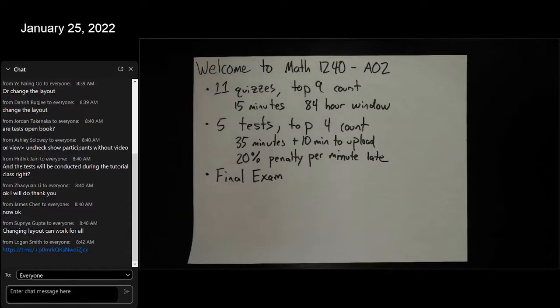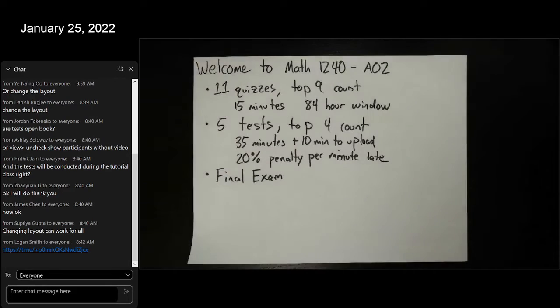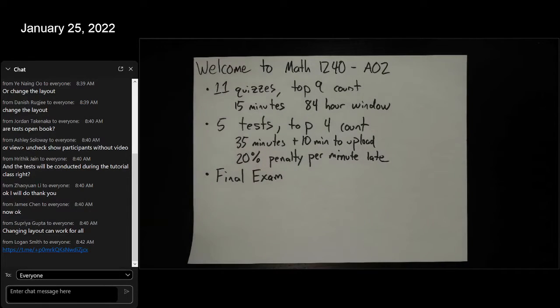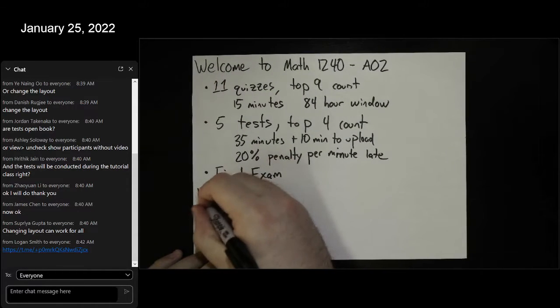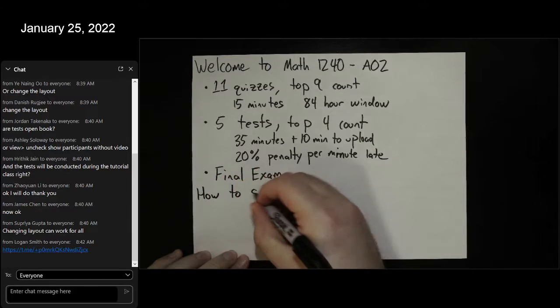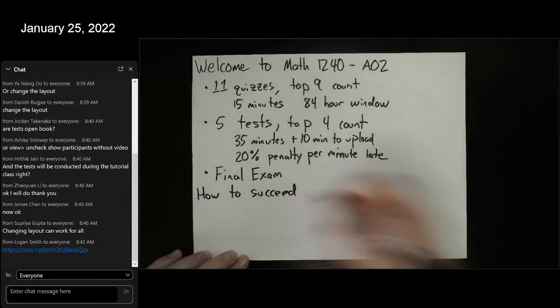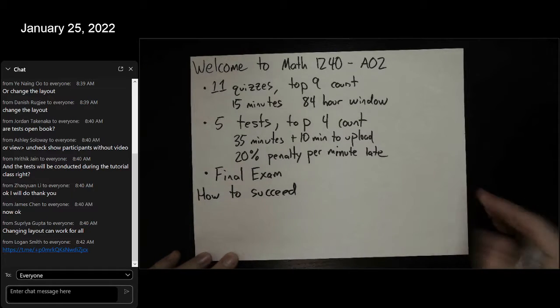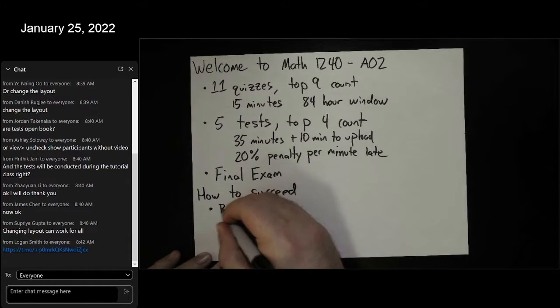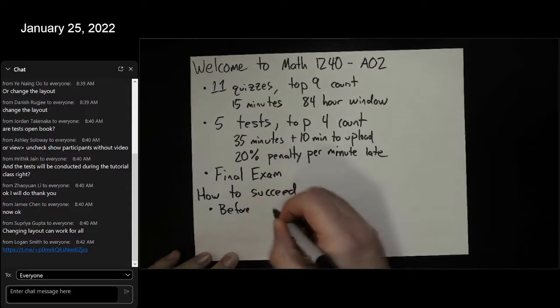All right, back to here. So how do you do well in this course? What are the expectations? What's the goal here? So there's three phases here: before class, during class, and after class.